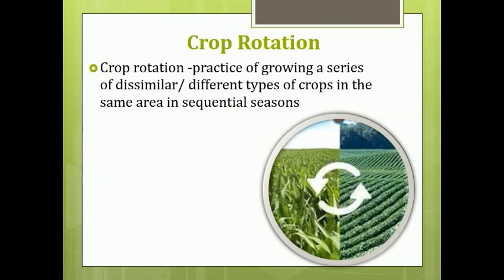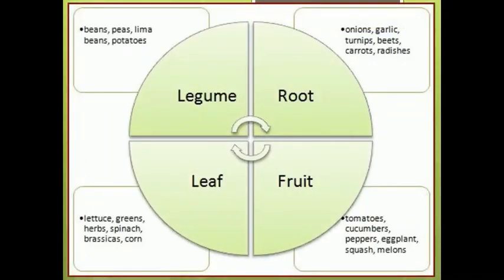Crop rotation is a practice of growing a series of dissimilar, different crops or types of crops in the same area in a sequential pattern. Here you will see different crops from different families, having different growth patterns and rooting patterns, rotated in the same parcel of land or different plots of land as a rotation.